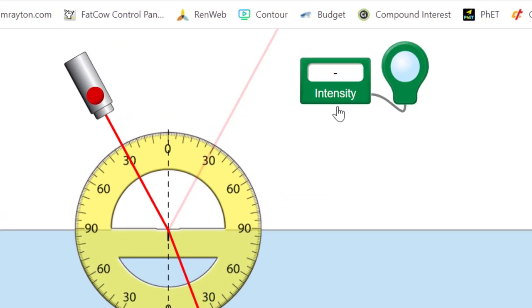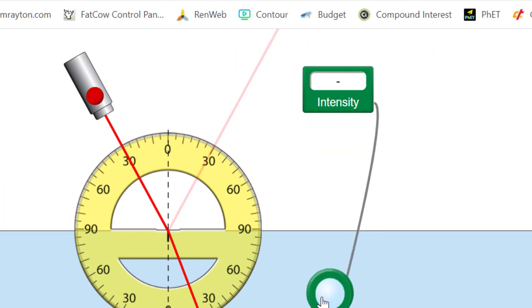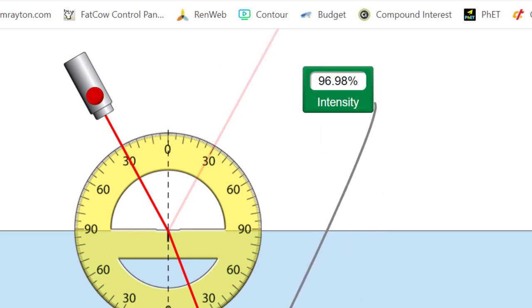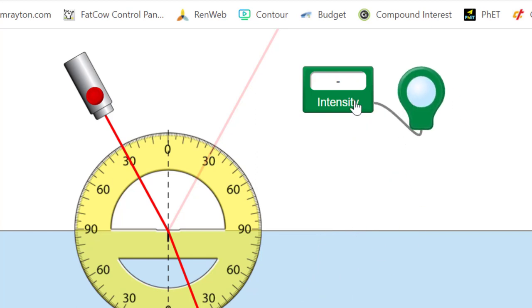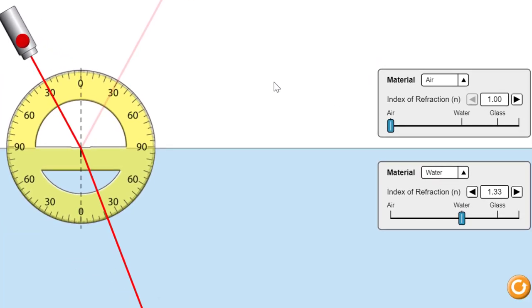If I pull up an intensity meter, you can see about 3% intensity is reflected and about 97% intensity is refracted. So 100% of the light is either reflected or refracted. This laser is incident in air, it's reflected in air, and it's refracted in water.